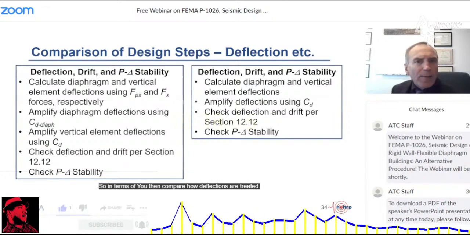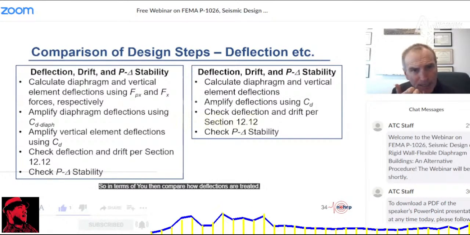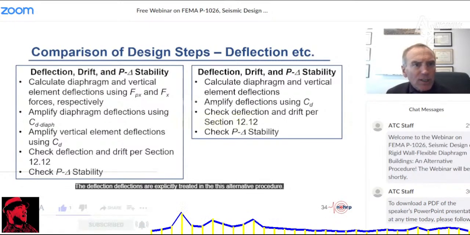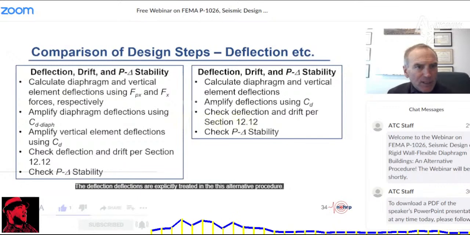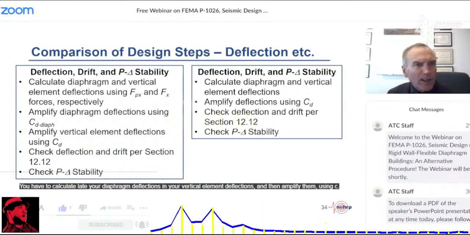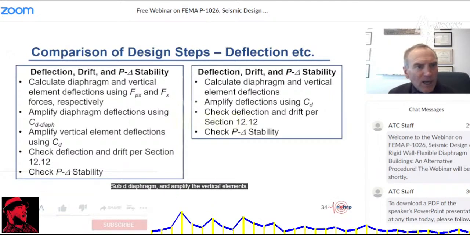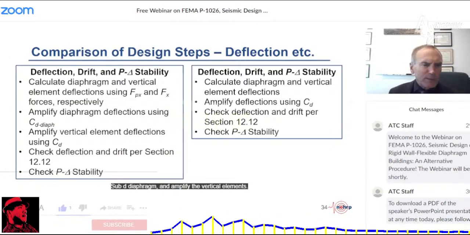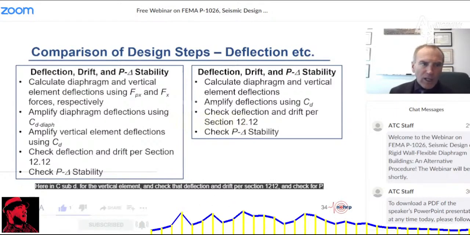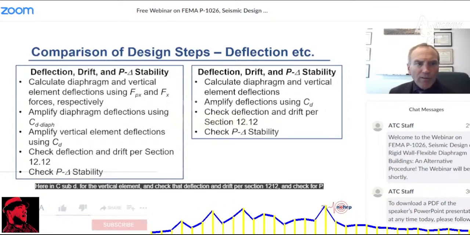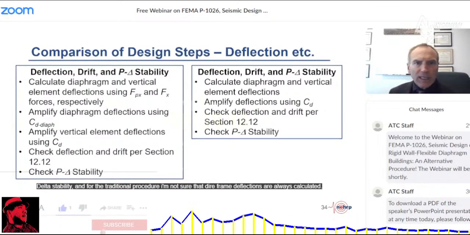So in terms of deflections, you then compare how deflections are treated. The deflections are explicitly treated in this alternative procedure. You have to calculate your diaphragm deflections and your vertical element deflections, and then amplify them using C sub D diaphragm, and amplify the vertical elements using C sub D for the vertical element, and check that deflection and drift per section 12.12, and check for P delta stability.